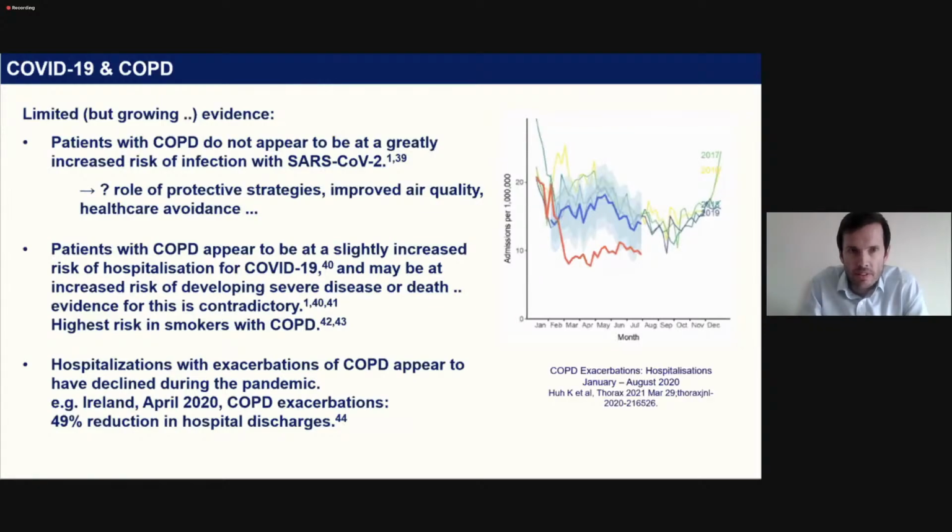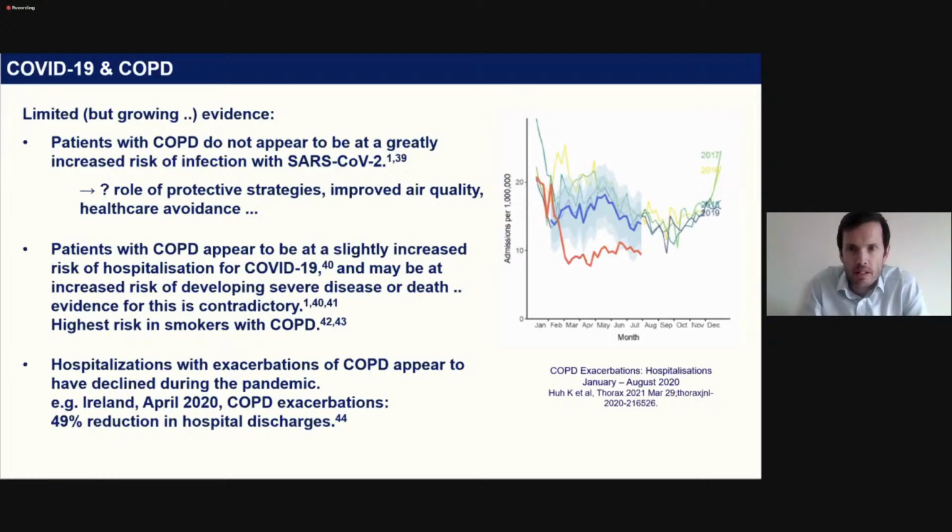So now to COVID-19 and COPD. The COVID-19 pandemic has led to many challenges and uncertainties for the management of COPD, as well as a number of concerns for patients. The evidence for the interaction between COVID-19 and COPD is limited, but it is constantly evolving and growing.